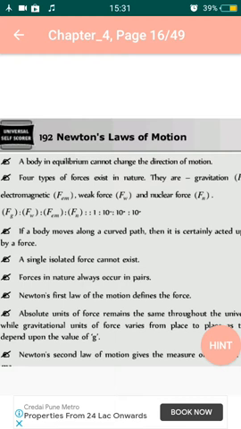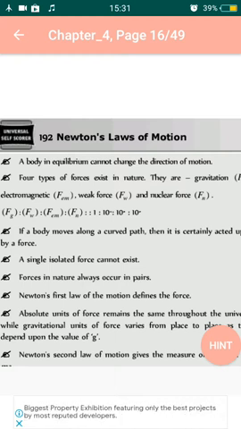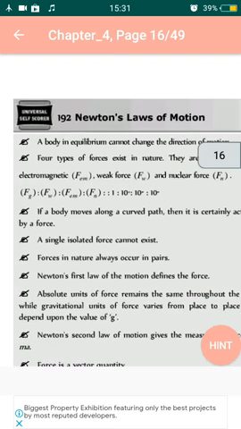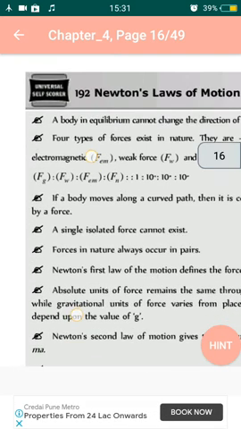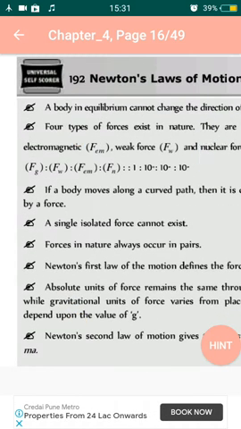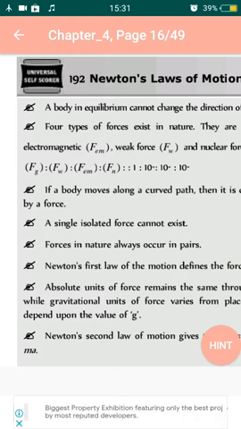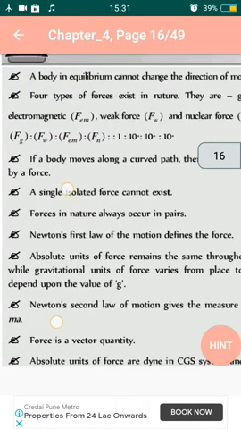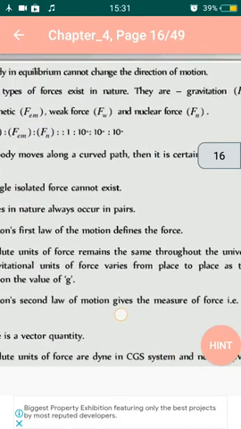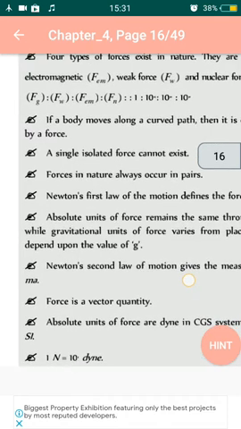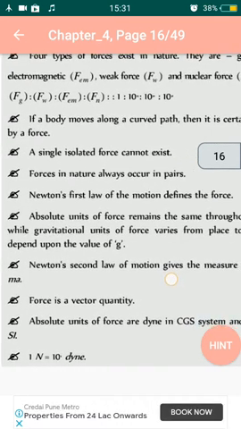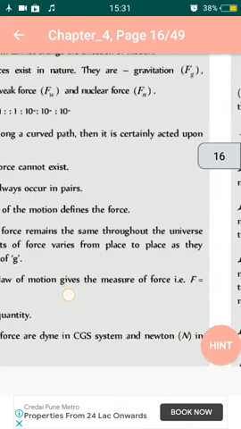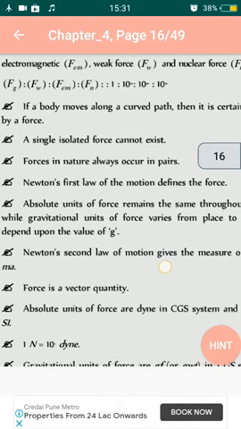Next, if a body moves along a curved path, then it is certainly acted upon by a force. A single isolated force cannot exist. Next point, forces in nature always occur in pairs. Newton's first law of motion defines force. The absolute unit of force remains the same throughout the universe, while the gravitational unit of force varies from place to place, as it depends upon the value of g.